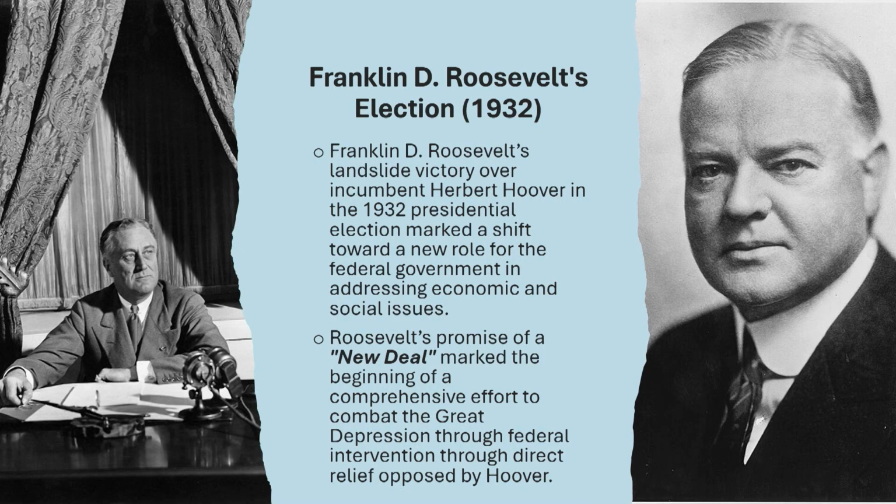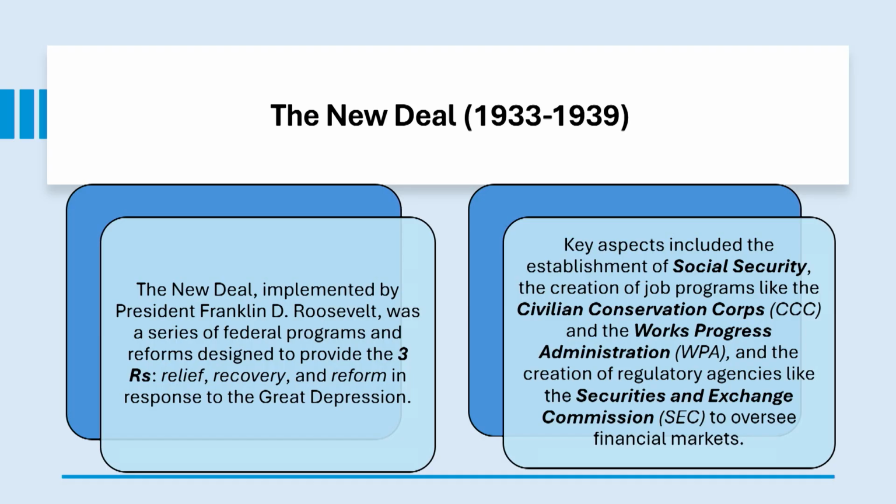Roosevelt's promise of a New Deal marked the beginning of a comprehensive effort to combat the Great Depression through federal intervention through direct relief, opposed by Hoover. The New Deal, from 1933 to 1939, implemented by President Franklin Roosevelt, was a series of federal programs and reforms designed to provide the 3 R's: relief, recovery, and reform in response to the Great Depression.